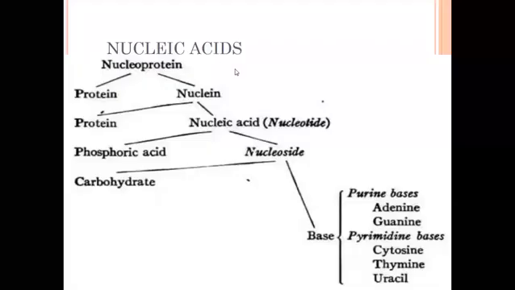Nucleic acids are present in the nucleus. The nucleic acids are combined with protein called nucleoprotein. Nucleoprotein contains protein molecules and nuclein. The nuclein is also called nucleoprotein with nucleic acids.